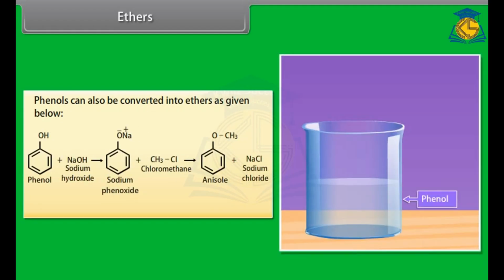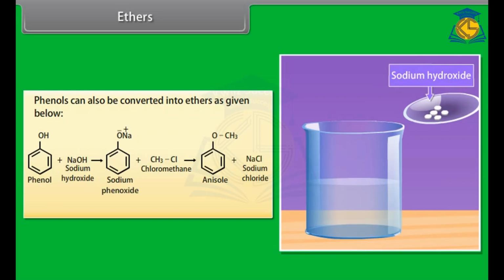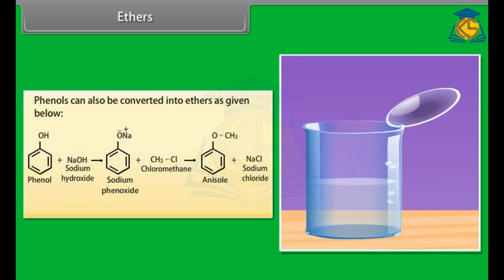Phenols can also be converted into ethers as given below. On mixing sodium hydroxide into phenol, it forms sodium phenoxide. Then, on adding chloromethane, it forms anisole and sodium chloride.